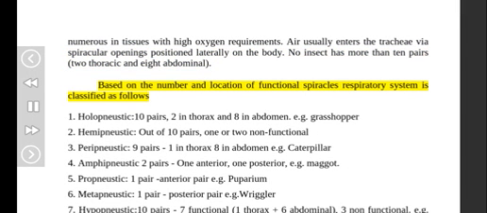Based on the number and location of functional spiracles, the respiratory system is classified as follows. 1. Polypneustic, 10 pairs, 2 in thorax and 8 in abdomen, e.g., grasshopper. 2. Hemipneustic, out of 10 pairs, 1 or 2 non-functional. 3. Peripneustic, 9 pairs, 1 in thorax, 8 in abdomen, e.g., caterpillar. 4. Amphipneustic, 2 pairs, 1 anterior, 1 posterior, e.g., maggot.